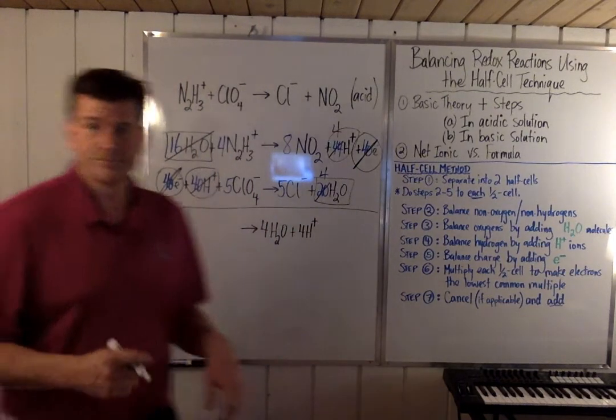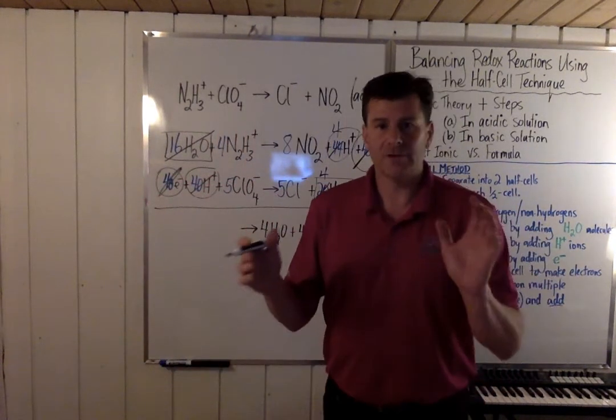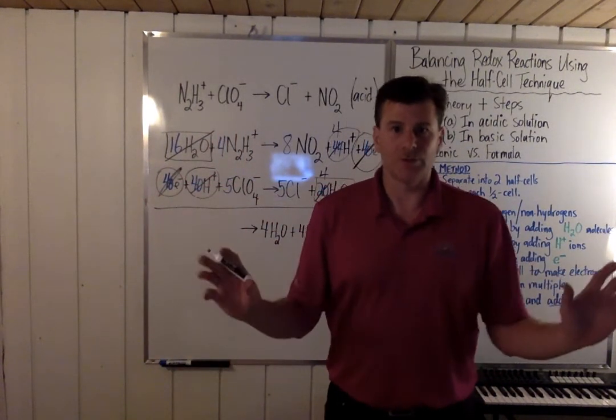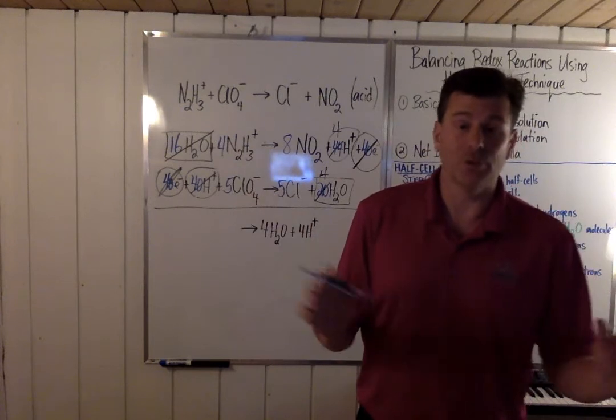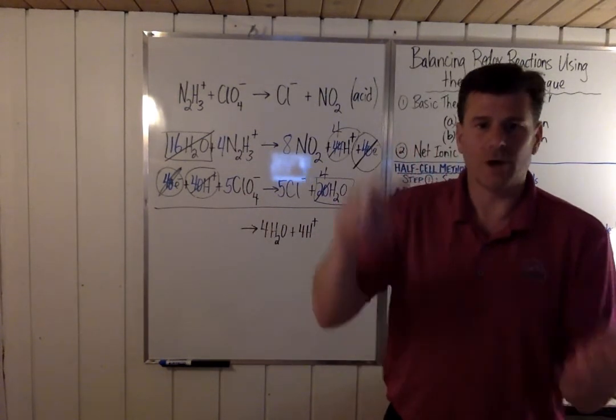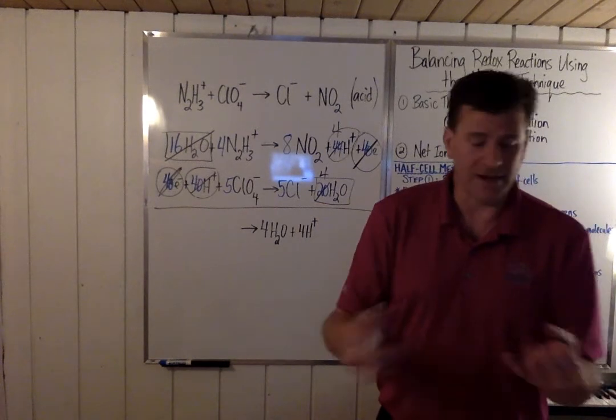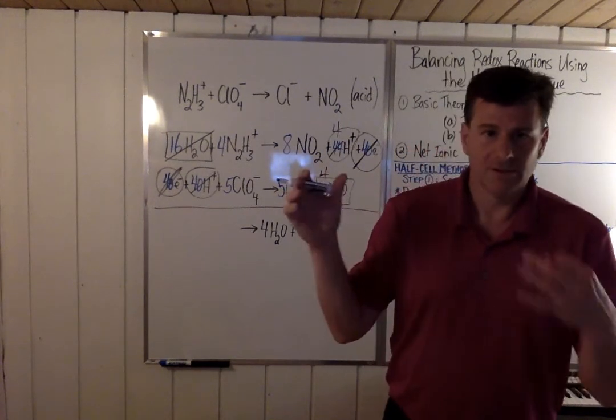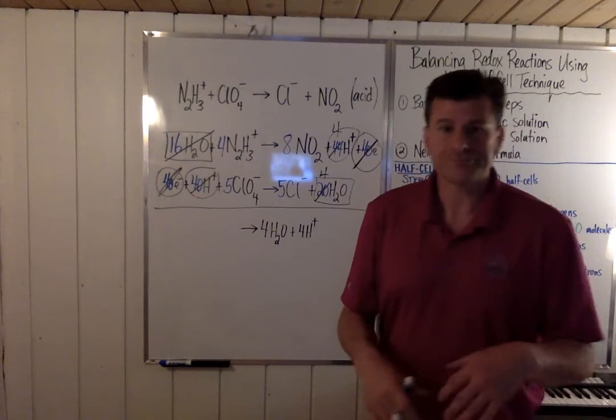over here. So once you've canceled the electrons, because they're always going to perfectly cancel, that's why you're doing this, to make them equal so that they disappear. Then you cancel the waters, you add them up, put them on the right side. Cancel the H pluses, add them up, put them on the right side.